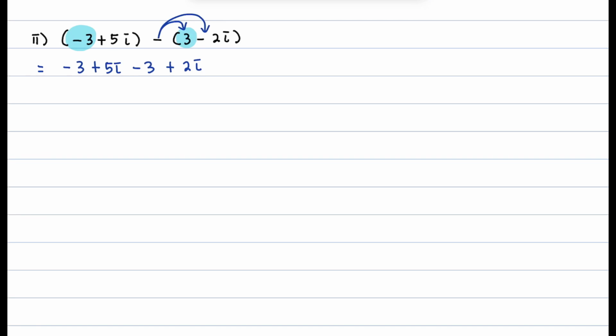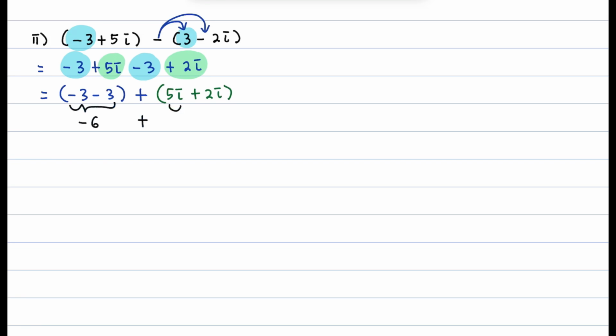So basically, you can collect negative 3 and negative 3 together. So you're going to have negative 3 minus negative 3. And then plus 5i plus 2i. So you combine, you're going to have 5i plus 2i. Okay, and then you simplify. As such, negative 3 minus negative 3 will give you negative 6. Plus 5i plus 2i, you got 7i. So as such, your answer is this.